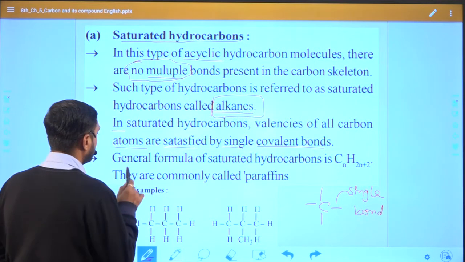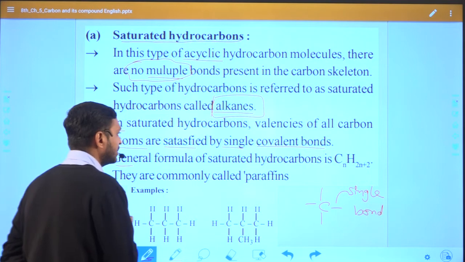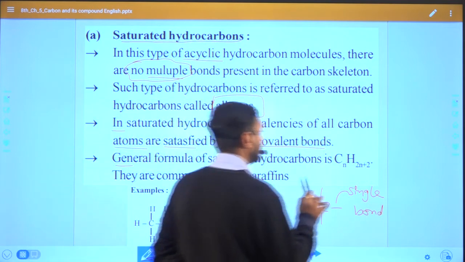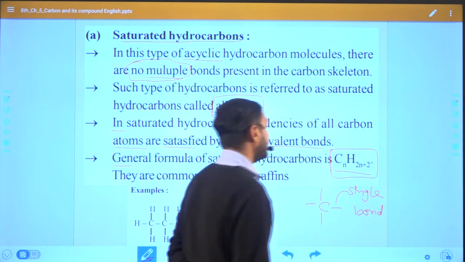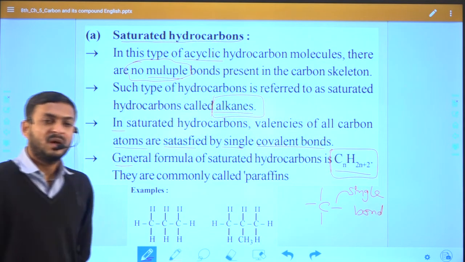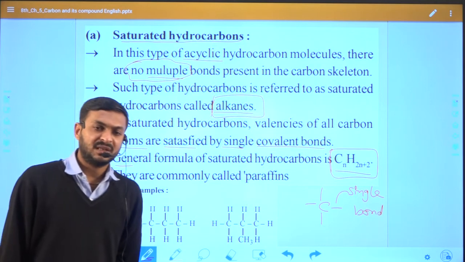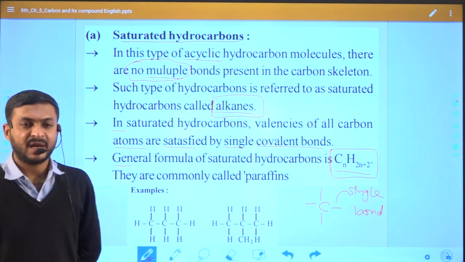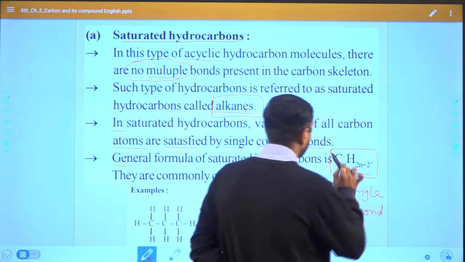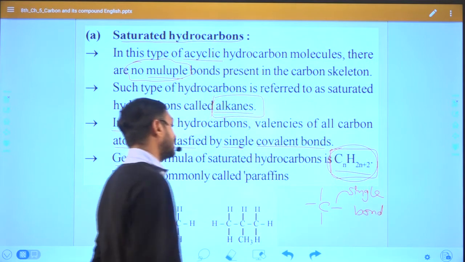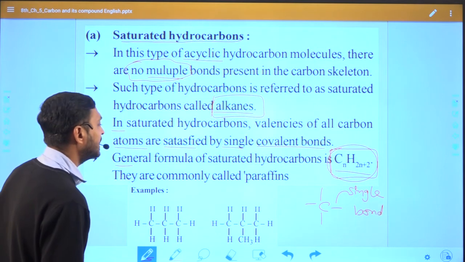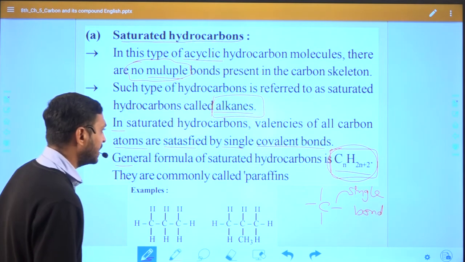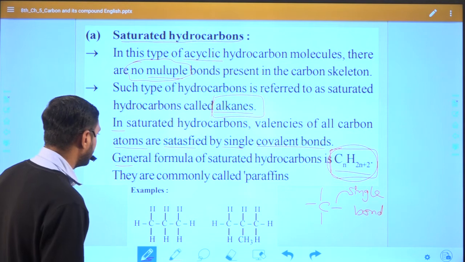Another thing, the general formula of the saturated hydrocarbon is CnH2n+2. This is very important. If we want to identify whether a compound is an alkane, alkene or alkyne, we can identify it based on its general formula. We will understand this with the help of different examples, and at that time we will get more clarity about this general formula.